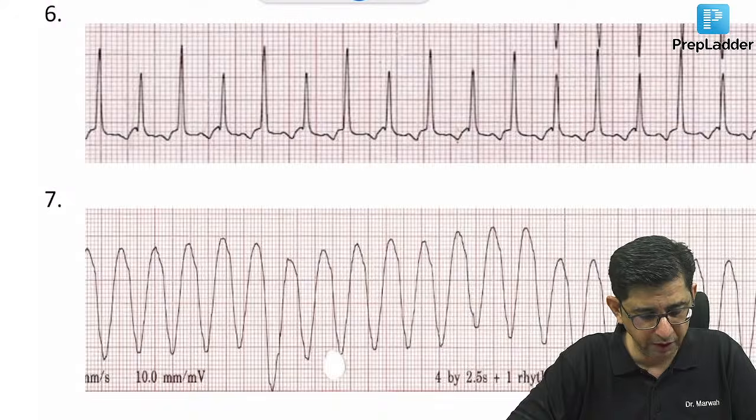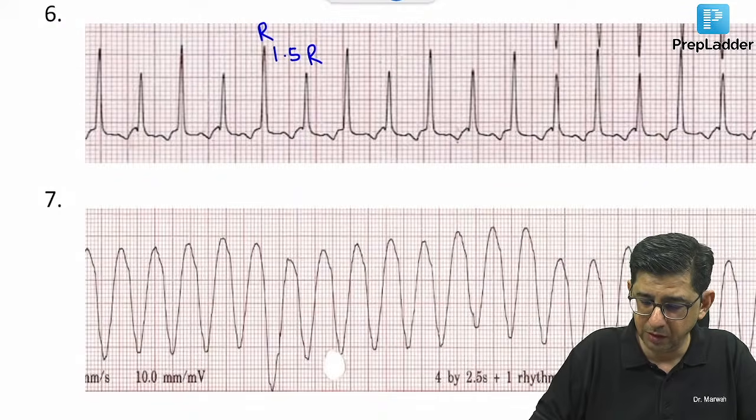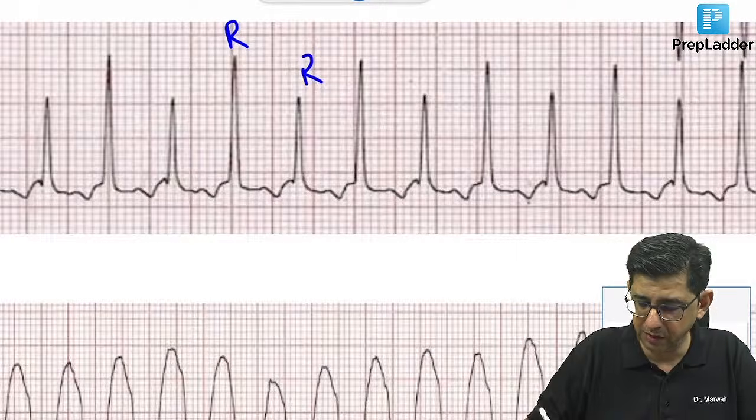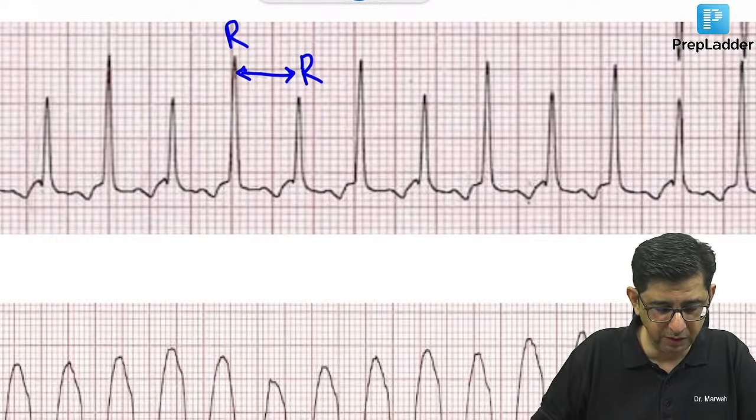Okay, moving to the next ones. Okay, great, guys. Let's move on to the next one. I think time is precious. This would be like 1.5 large squares approximately. So I'll just write that once again. The distance between R and R, this is gonna be like 1.5 large square.